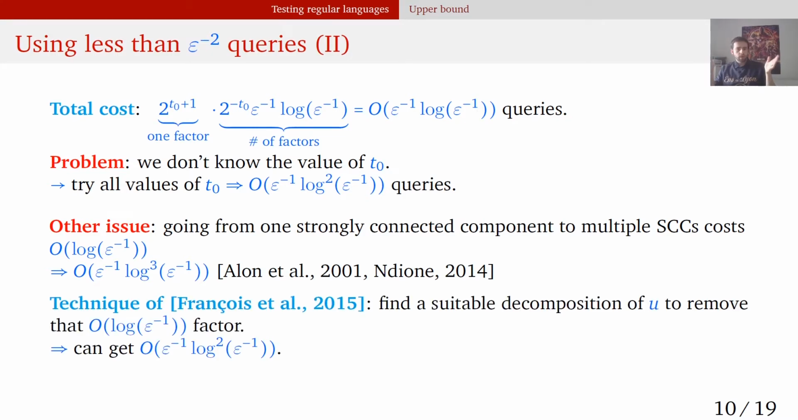And this is where François et al. come in, because in their work, they have an idea which allows them to construct a decomposition of U, which allows us to remove that log of 1 over epsilon factor. They don't use it in their work, but if they did, we could get 1 over epsilon times log of 1 over epsilon squared. And so I will now show you how we go one step further and get the log to the power of 1.